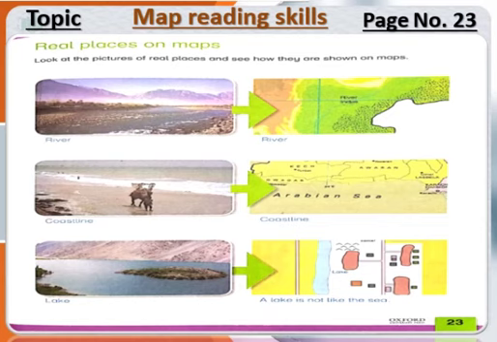Second picture is of a coastline which is shown in the map with a black dotted line which shows different coast areas. Third picture is of a lake. A lake is not like a sea. It is shown with blue color, as I have told you before that we use blue color for the water.